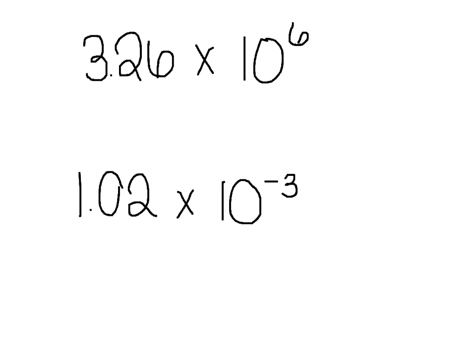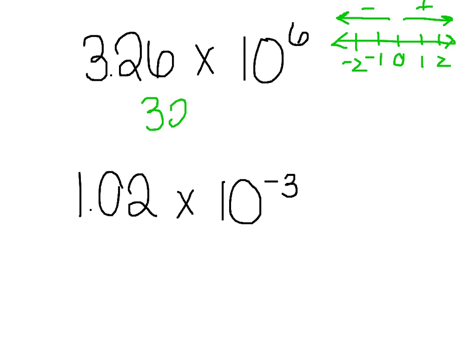Alright, so let's take a look at some examples. We have 3.26 times 10 to the 6. The first thing you want to look at is the exponent. Is the exponent positive or negative? If it's positive, just like we have a number line, we have 0, 1, 2, -1, -2. If it's positive, we're moving to the right. If it's negative, we move to the left. So this is a positive number, so we're going to move our decimal point 6 spaces to the right.